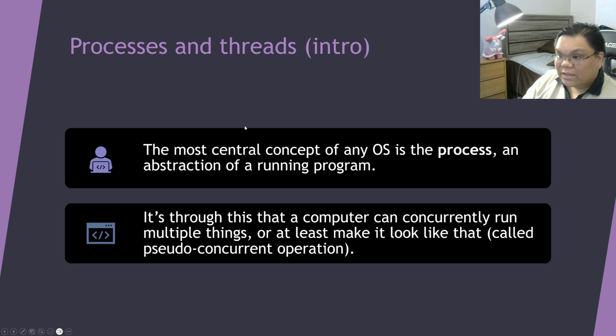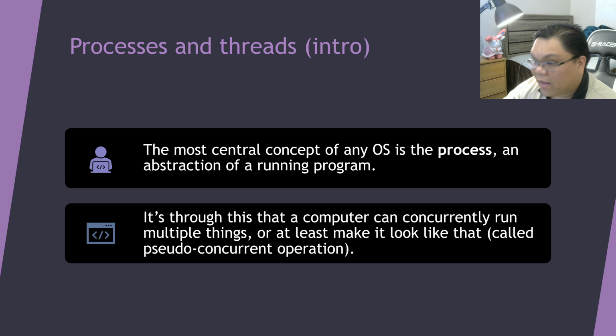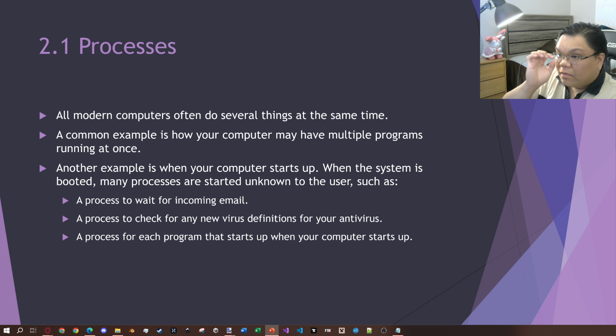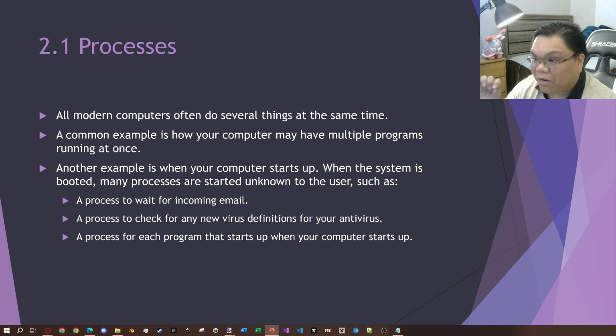So the most central concept of any operating system is the process. This is an abstraction of a running program. And it's through this that a computer can concurrently run multiple things, or at least think it. I'll talk about that in a little bit. All modern computers often do several things at the same time. A good example is how your computer may have multiple programs running at once.